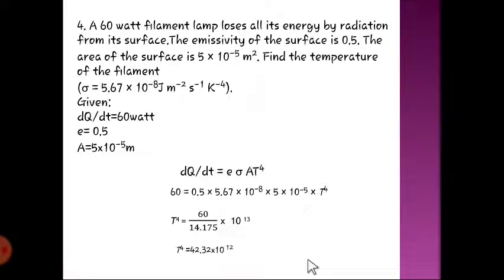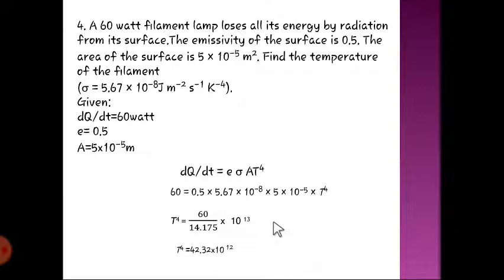Now I want to give you a hint. If T raised to 4 is there, the power of 10 on the right side should be in the table of 4 itself, because we are going to take the root of the right side. That means if T raised to 4 is 14.32 into 10 raised to 12, it will be easy to find T. How to find T? We are going to take the 4th root, that means 1 by 4.